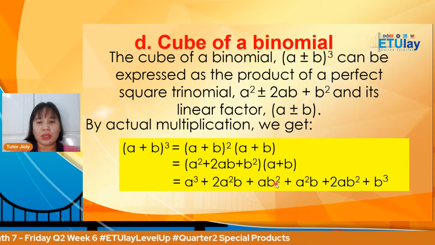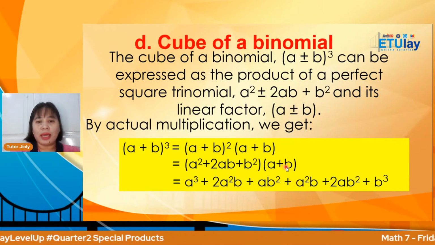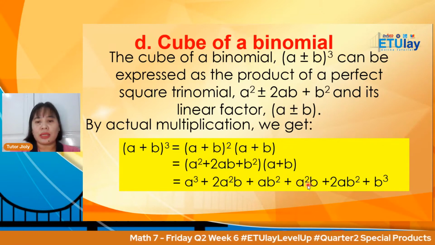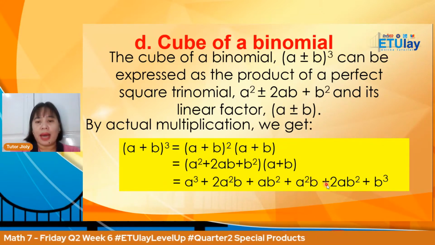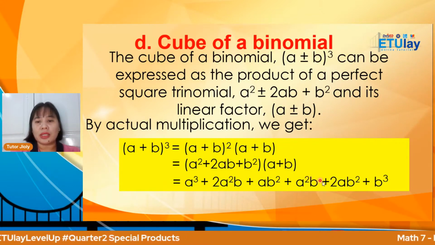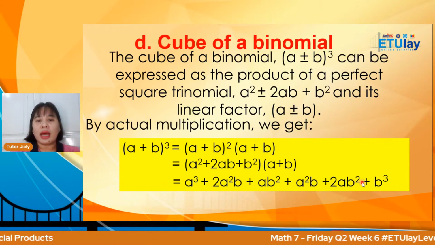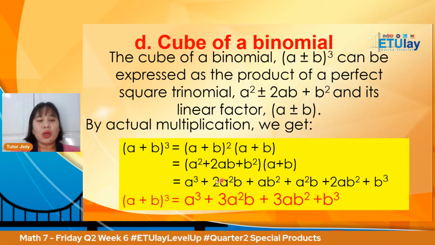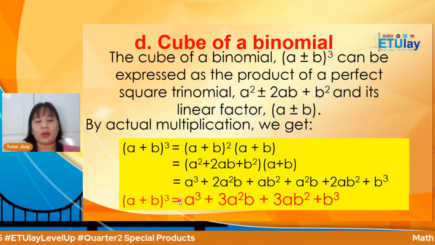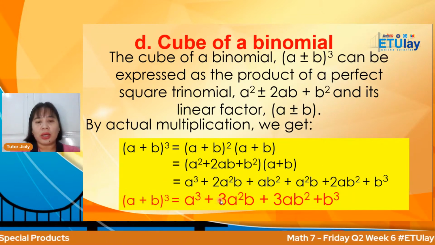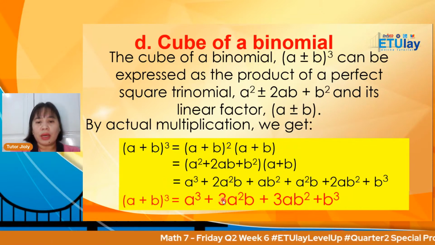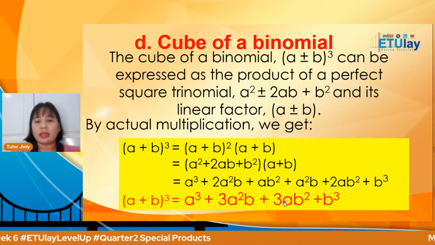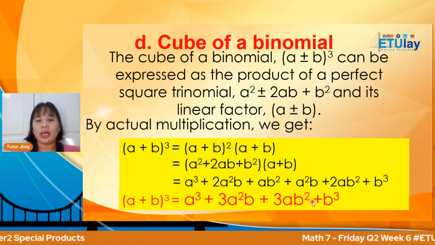So, that is ab raised to 2 plus, yung b, multiply natin, second term na tayo, mga anak ha, b times a raised to 2, that is a raised to 2b plus, b times 2ab, that is 2ab squared plus, b times b squared, that is b cubed. So, quantity of a plus b cubed is equals to a cubed plus 3a raised to 2b plus 3ab raised to 2 plus b cube.